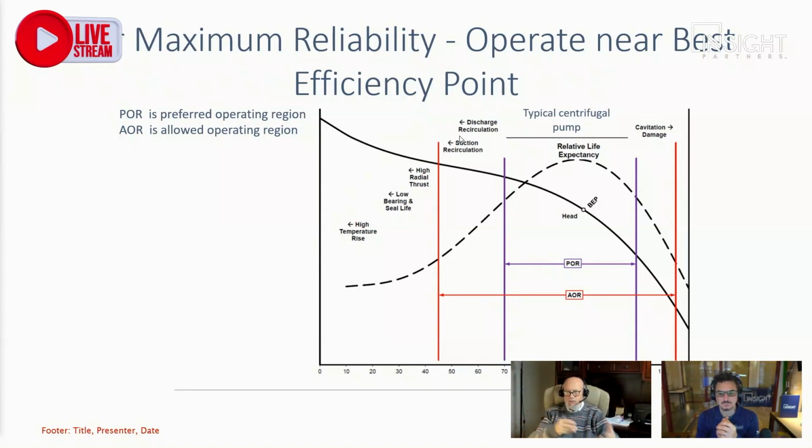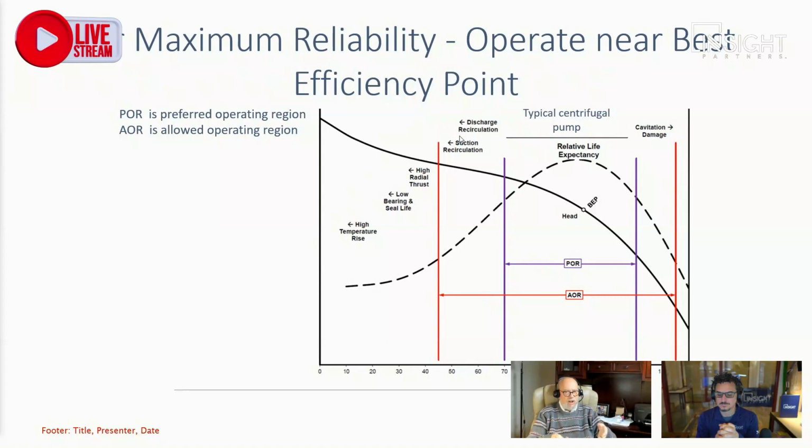We also start to change thrust loads. We start to affect bearing and seal life, and we get higher temperature rises across the components in the pump. So we've got to pay attention to all these things. And this is why we are all really, really concerned with best efficiency point, and why pump selection is so critical.